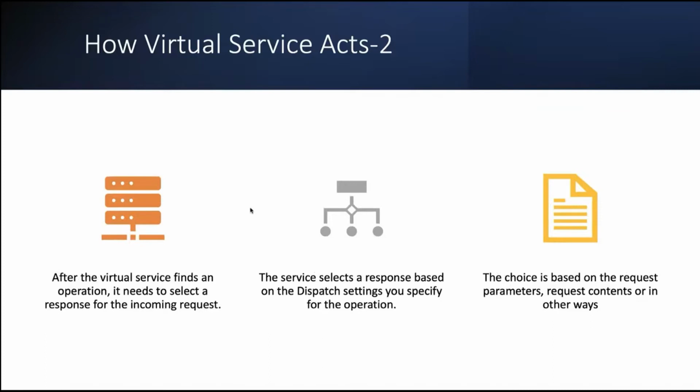After your virtual service finds the operation, it will try to select the response for the incoming request. So this service will select a response based on the dispatch settings you specify for the operation. How have we specified that? We have specified that by configuring our mock. And finally, the choice is based on request parameter, request content, or in some other way. So my virtual service receives the request, finds the operation, and maps it with the appropriate response. This is something which you need to remember.